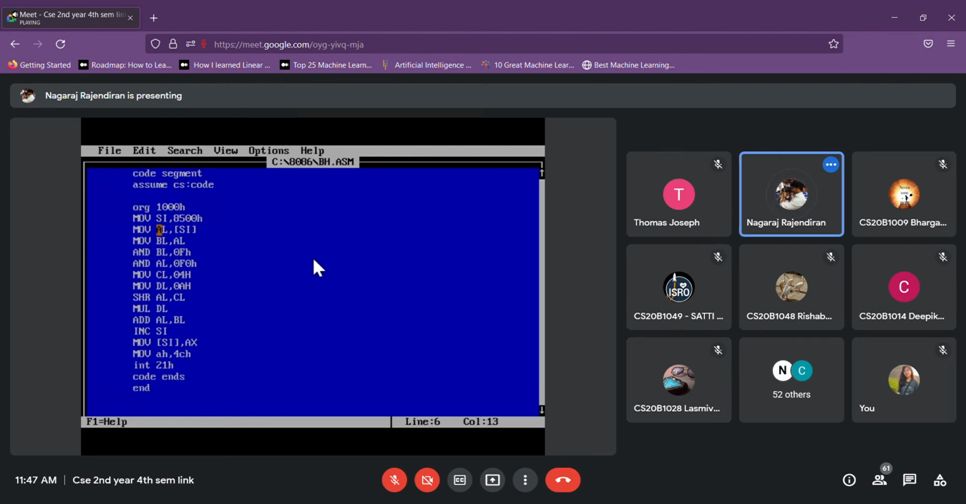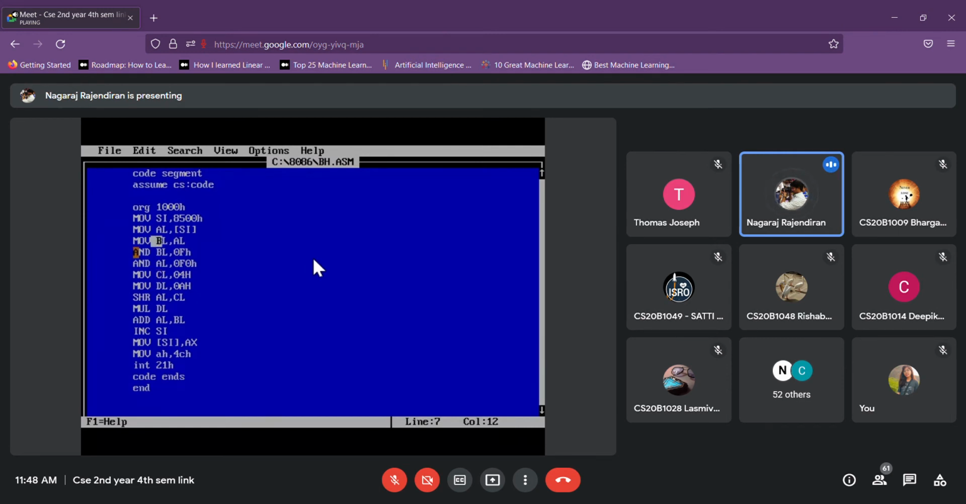And MOV AL, [SI] means we are moving the content of the memory location pointed to by SI to AL, which is nothing but the 8-bit decimal number. Since the moving operation involves only 8 bits, we are moving the content of that 8500 to AL, which is nothing but the 8-bit decimal number. And we are moving the same content, whatever we are getting from 8500, to BL also.